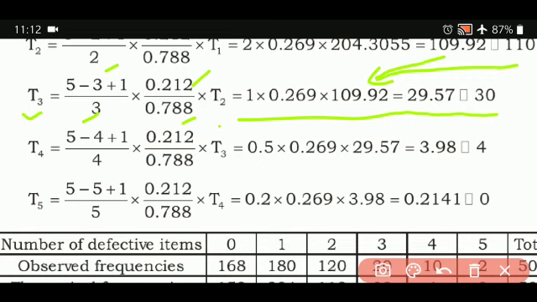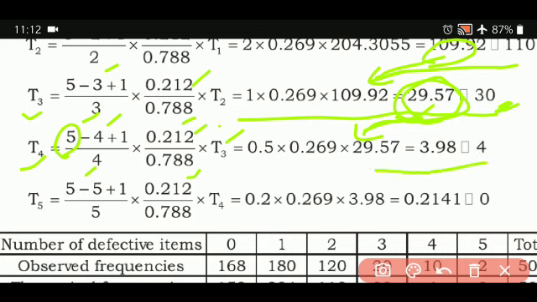Similarly, when x is equal to 4, n remains as it is, and this is the value of P and Q. T3 value is here, 29.57. You are going to take this decimal value, not the approximated value. You are going to write this decimal value here. So you get the answer as 3.98, which we approximate to 4.